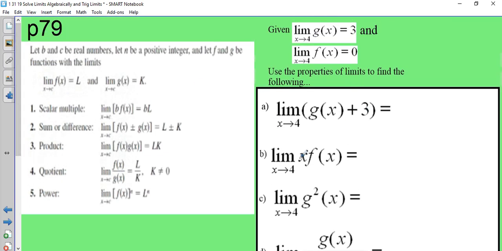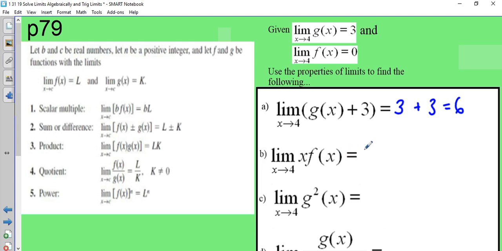Try these on your own. These are in your homework. When you take the limit as x approaches 4 of g of x, it equals 3. The limit as x approaches 4 of f of x equals 0. So what would this be? We have the limit as x approaches 4 of g of x, which we know equals 3. This is another function, the limit as x approaches 4 of 3. That limit is a horizontal line, so it's just going to be 3. So that's going to be 3 plus 3, which is 6.